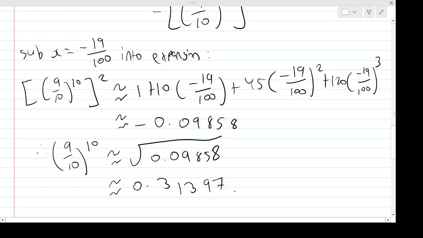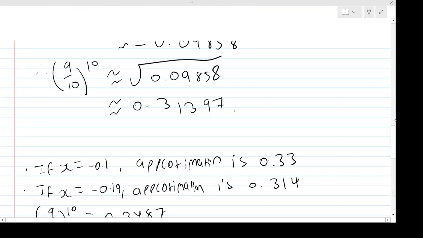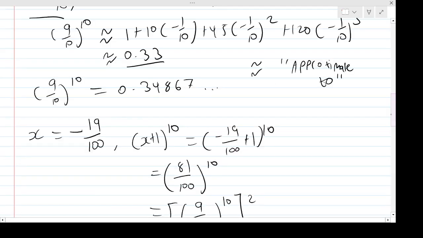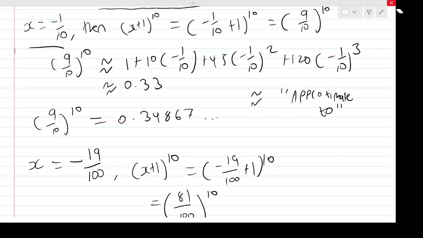Okay, so it's a fairly good approximation, right? But remember, when we substituted, x was minus a tenth in the first example, we got 0.33. Now that's actually still closer to 0.348. Why are we getting different approximations?